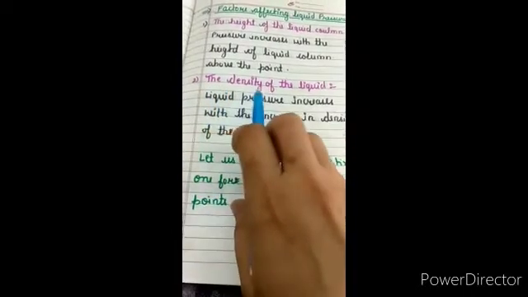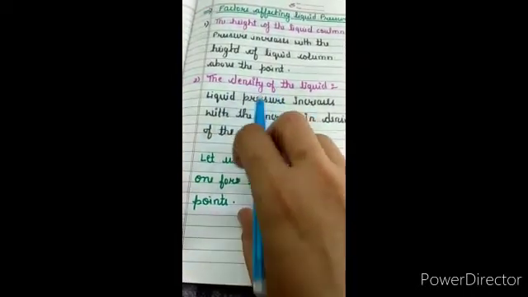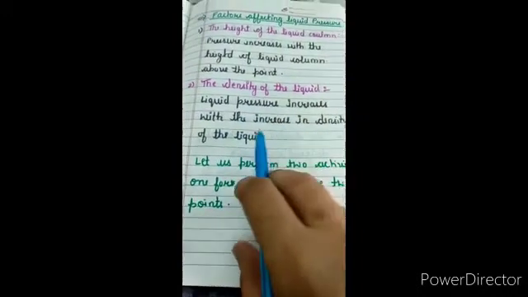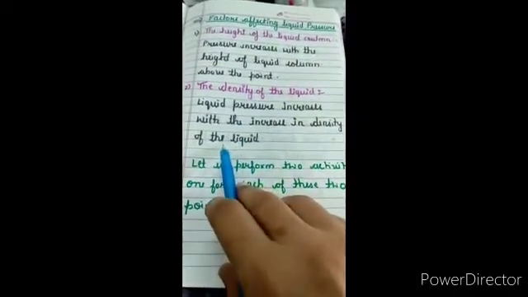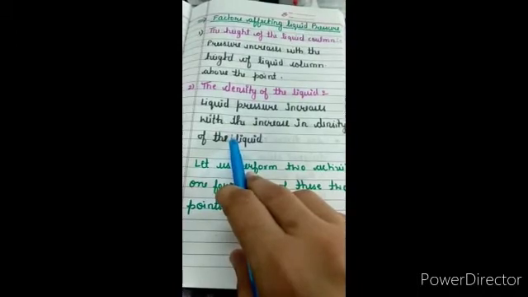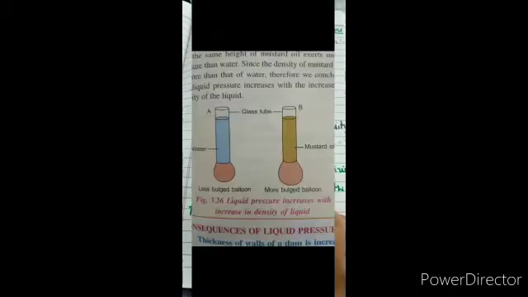Second point is the density of the liquid. Liquid pressure increases with increase in density of the liquid. For better understanding, we can repeat the first activity in which we had taken a balloon fixed at one end of a bottle and filled the bottle with water.